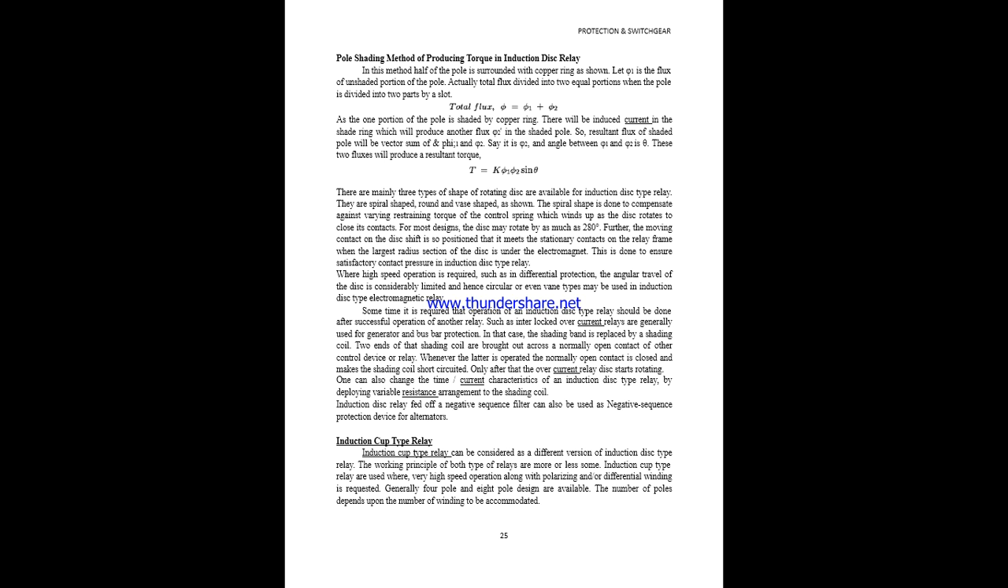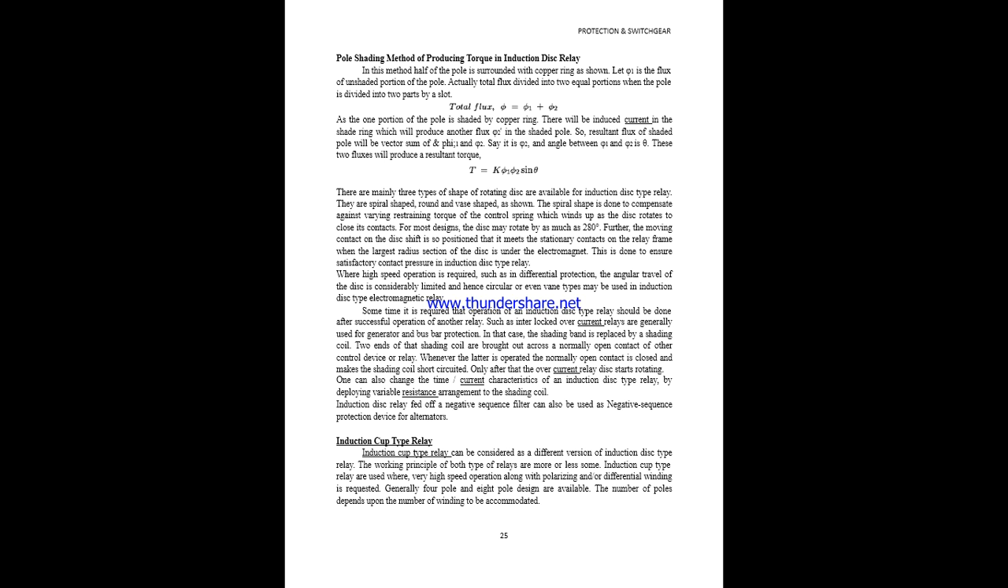Here actually the flux is divided into two parts, and this can be considered as phi is equal to total flux. So phi is equal to phi 1 plus phi 2. As one portion of the pole is shaded by the copper ring, there will be an induced current in the shading ring which will produce another flux of I2 in the shaded pole. So the resultant flux of the shaded pole will be the vector sum of both. And now T is equal to K into phi 1 phi 2 into sin theta.